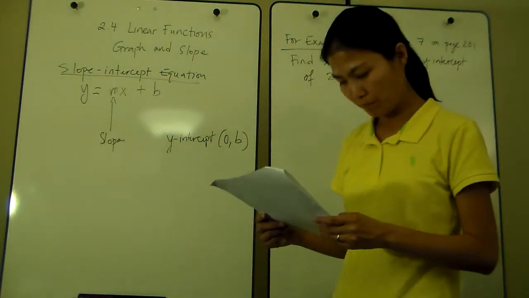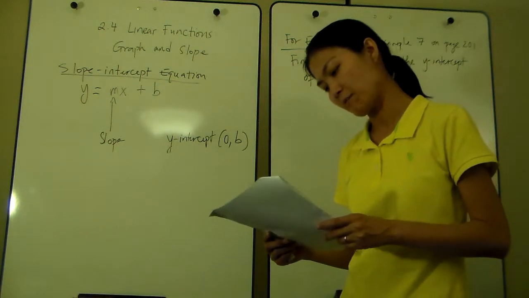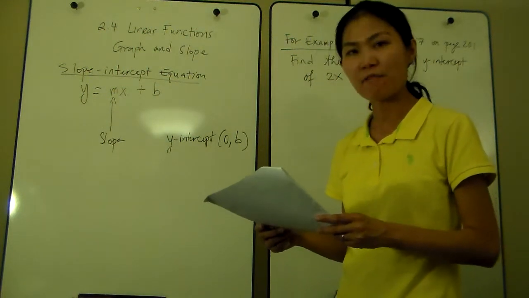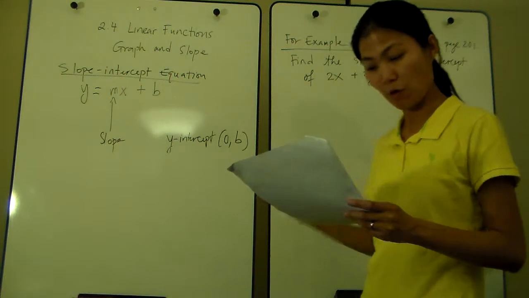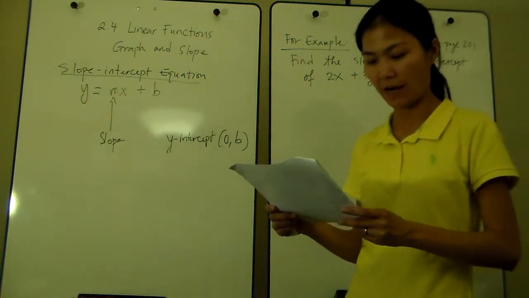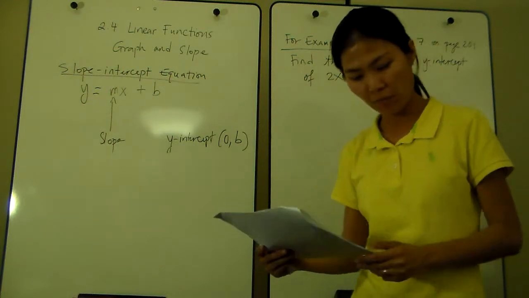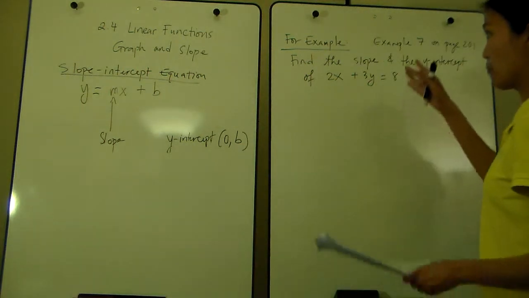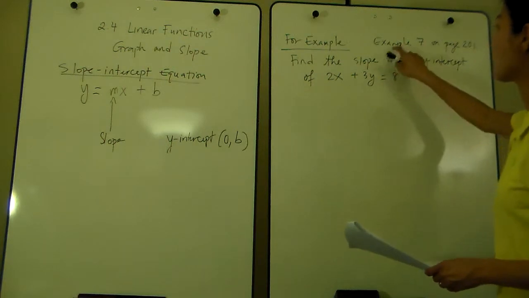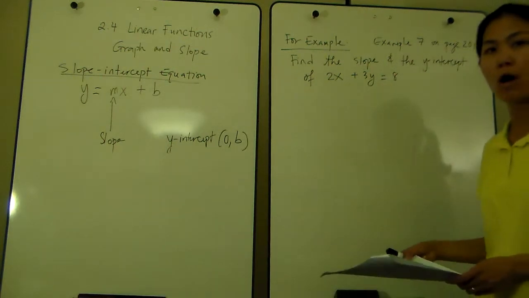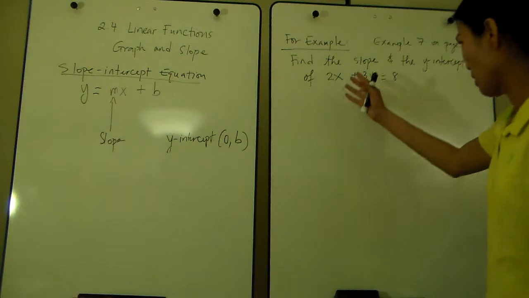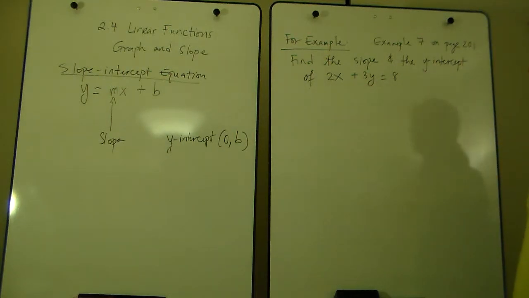The example: find the slope and y-intercept of the equation y equals negative 5x plus 10. I'm not going to solve it here because I already provided the solutions in my lecture note. You can follow that. For now, I'm going to start with the next example, example 7 on page 201 in your textbook. Find the slope and the y-intercept of 2x plus 3y equals 8. Okay, let's start with this problem.